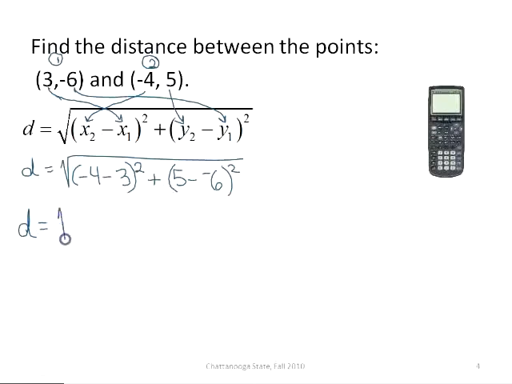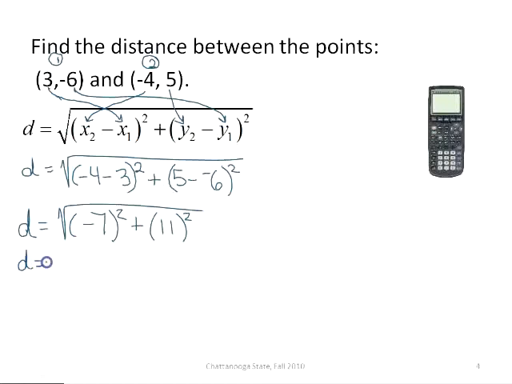So now I've got to do the work that's in there. I want to start with what's inside each parentheses. So the negative 4 minus 3 is negative 7. So I have a negative 7 squared. And the 5 minus a negative 6 is 11. Because remember, 5 minus a negative 6 means 5 plus 6. So I have a negative 7 squared plus an 11 squared, all under the square root symbol.